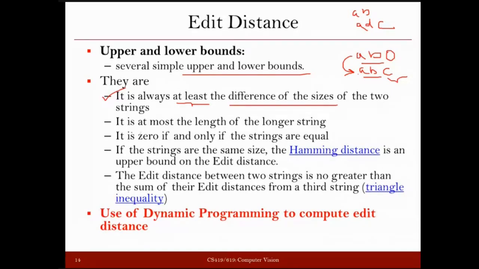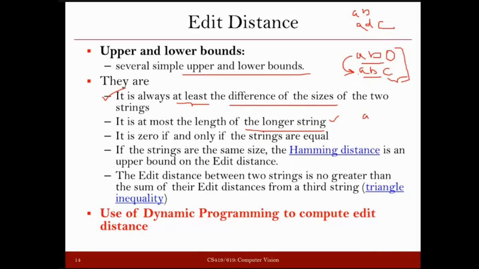Second, the distance is at most the length of the longer string. So whatever distance you will have, so this was defining the lower bound, and here we define the upper bound. So what can be the maximum distance between the two strings? Maximum distance is going to be equal to the length of the longer string, and you are going to get that when you don't find any overlap between the two given strings.